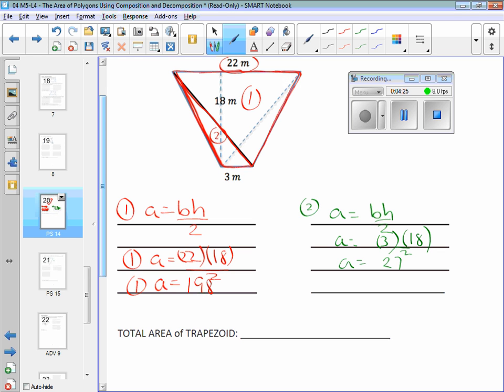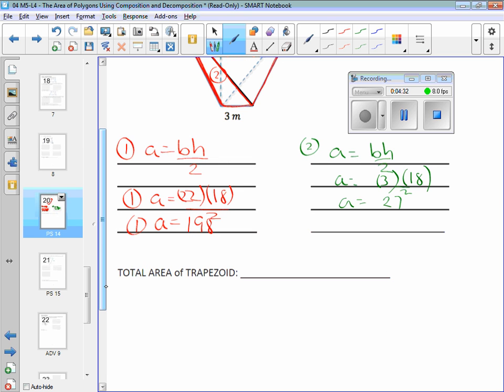So now I've got to add 27 plus 198 to get the total. And what does that come out to be? Nick Ellis. And now I'm going to tack on my units, which is squared meters. Okie doke. You have a plan of attack for everything?